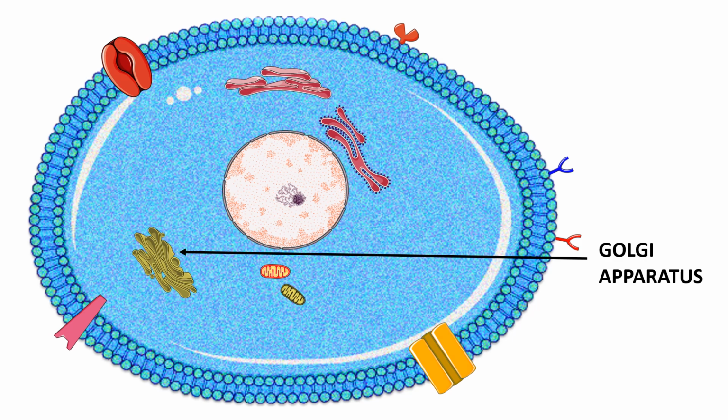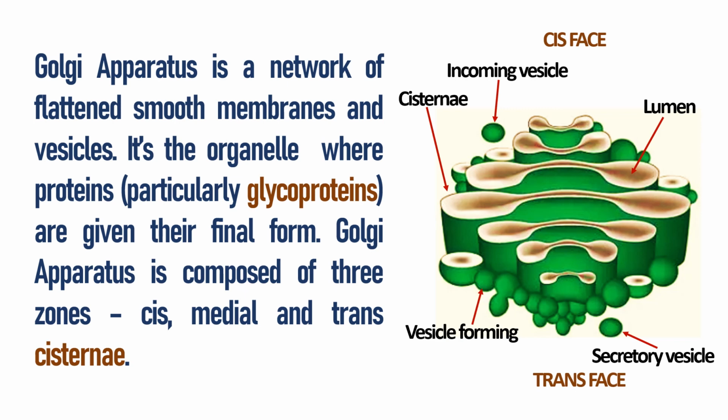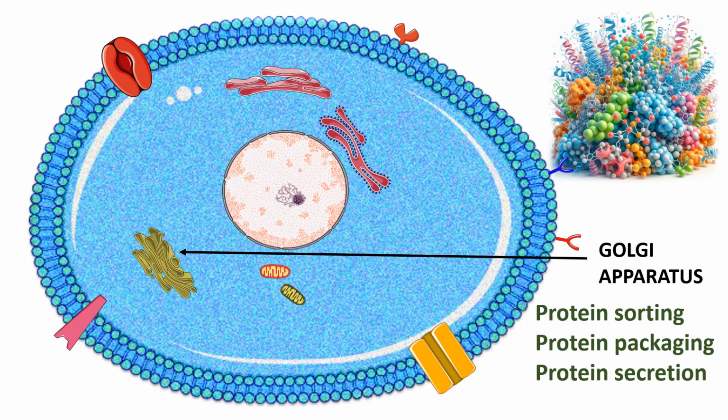Golgi apparatus is an important cell part in connection with protein synthesis and protein maturation. Golgi apparatus was first described by Camillo Golgi. Golgi apparatus is a network of flat and smooth membranes and vesicles. It's the organelle where proteins, particularly glycoproteins, are given their final form. Golgi apparatus is composed of three zones: cis, medial and trans cisternae. Protein sorting, packaging and secretion are the main functions of Golgi apparatus.